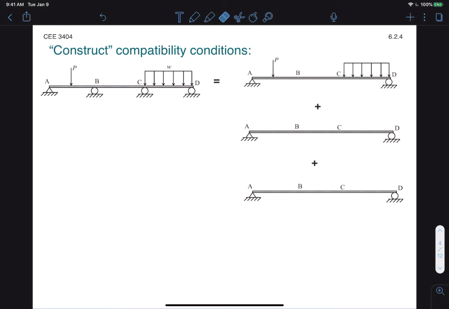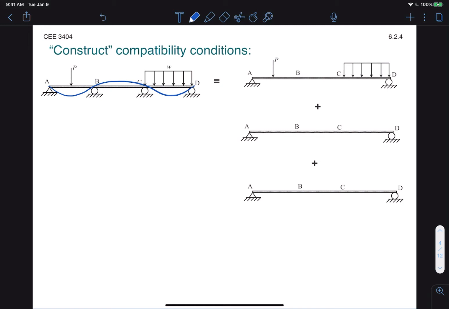So now let's construct the compatibility conditions based on the primary structure that we've chosen. Based on superposition, the fully restrained structure on the left is going to be equal to a sum of different primary structures loaded in different ways. Let's look at the full structure first. The deflected shape is going to look something like this. Again, this is just a qualitative estimate.